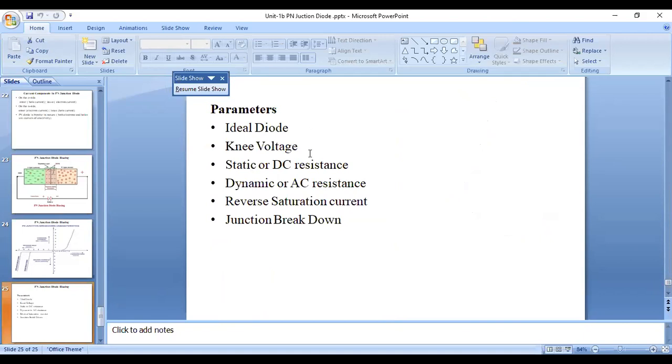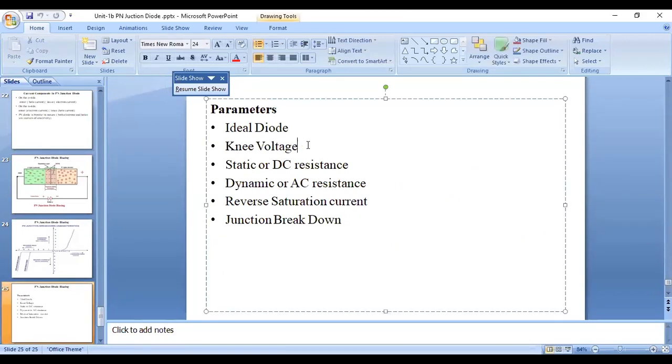Knee voltage is the minimum amount of voltage for the conduction of current. A drastic increase in the current flow takes place by increasing that voltage. That is the minimum voltage which makes the diode come into the maximum conduction state. That is the knee voltage.